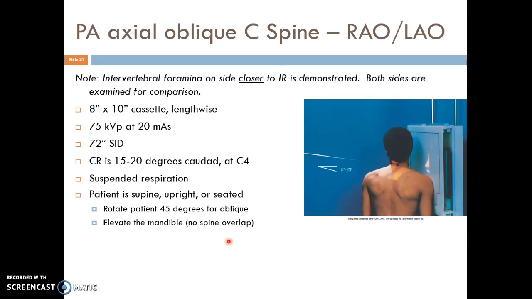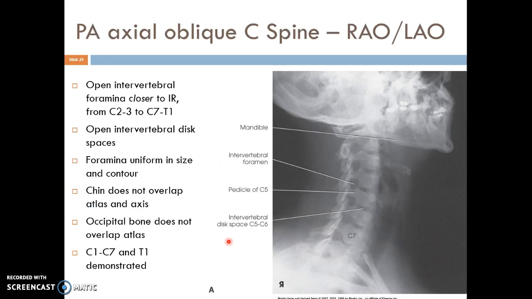So for the PA axial, you'll see the intervertebral foramina that are closest to the image receptor. Same positioning, the patient is just either an LAO or an RAO, 45-degree rotation as you do for an AP. However, for a PA, your angle is caudally or towards the feet, 15 to 20 degrees. And again, you're looking at the intervertebral foramina that are closest to the image receptor for an RAO or an LAO. Same evaluation that we used for the AP, but this time the closest body part is of interest.